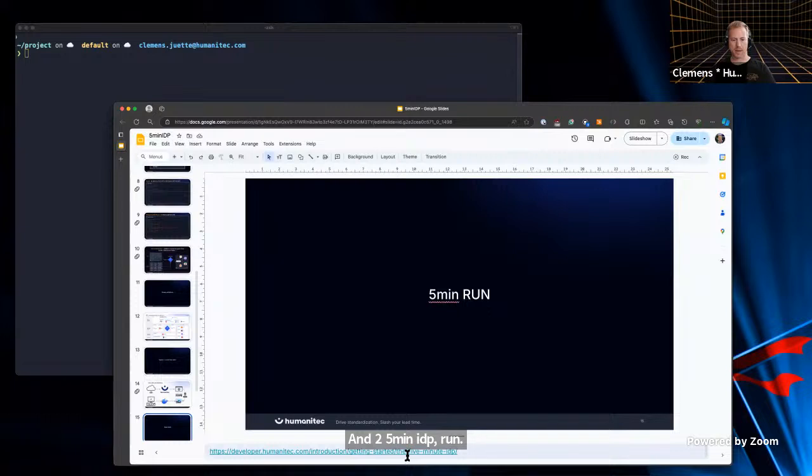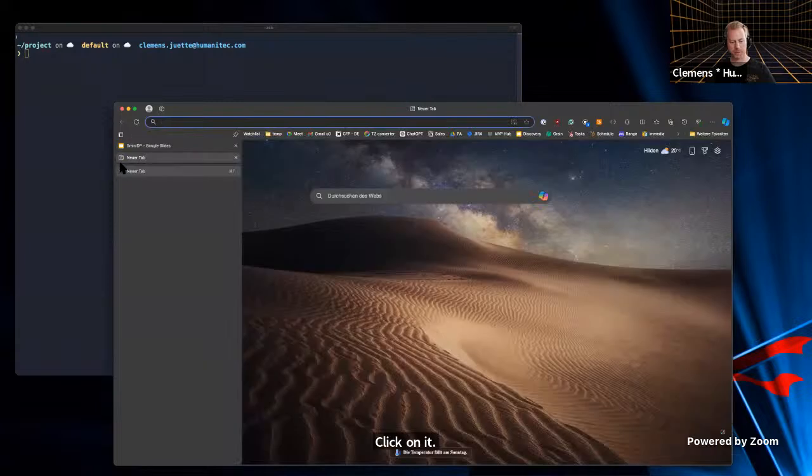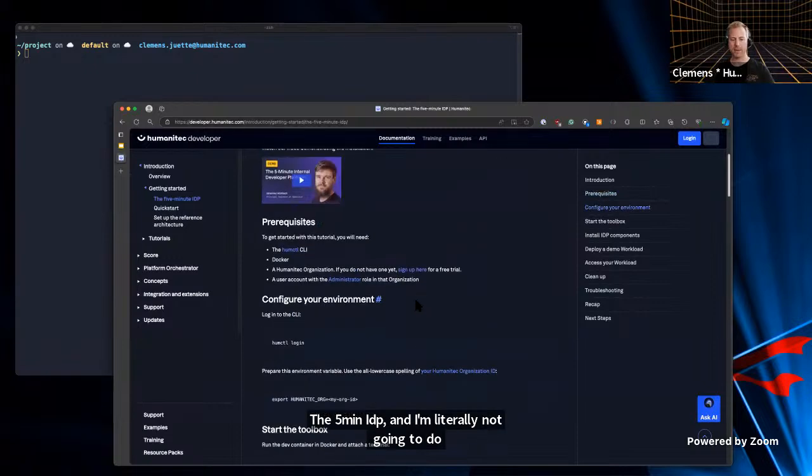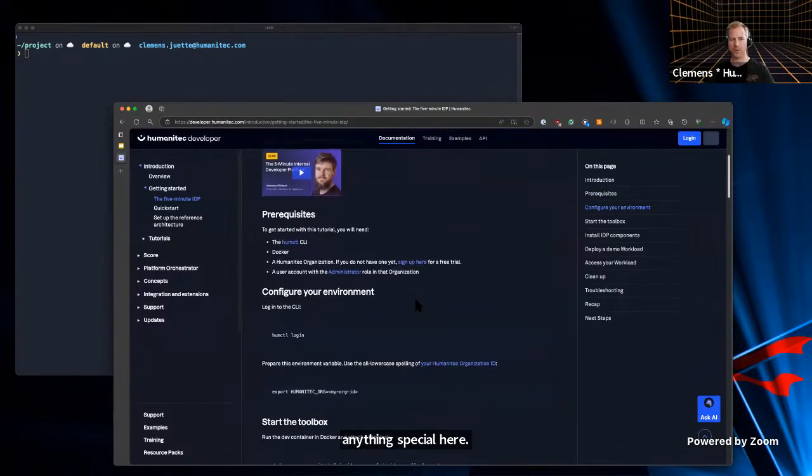So I have this URL down here, and I'm going to hopefully click on it. Can't click on it. I don't know. Then I'm going to copy it. And you can see this is a link to the 5-minute IDP tutorial. And I'm literally not going to do anything special here. I'm going to actually execute the tutorial, so you can trust that I'm not cheating you.